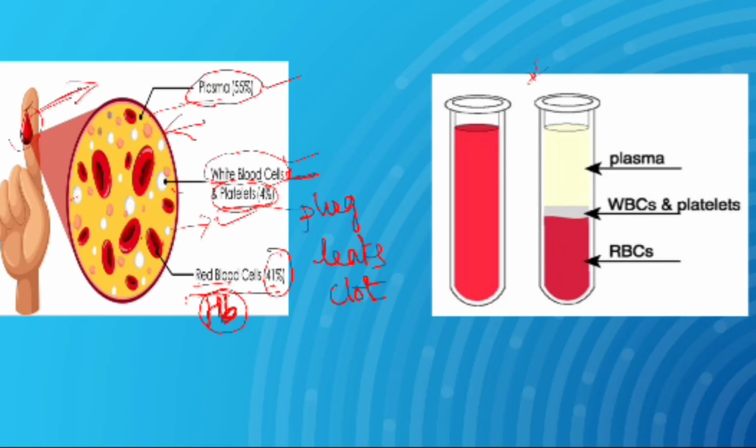You must have seen sampling, they take the blood. If they spin the blood and keep it aside, you can see there are different components in the blood. This is known as RBC. The next component that settles is WBC and the platelets. Finally, the straw colored, yellow colored liquid floating on the top is known as plasma.